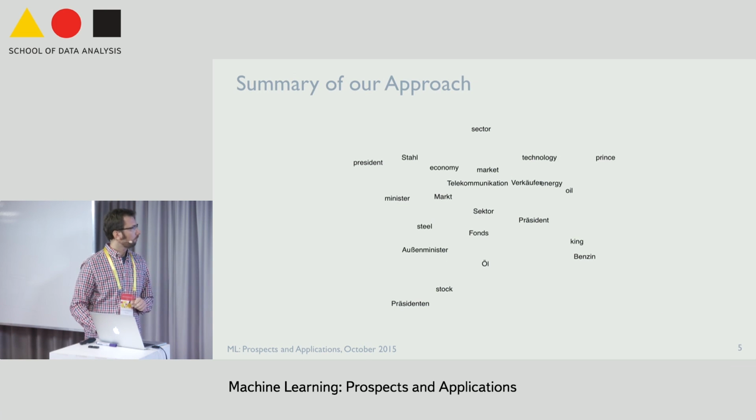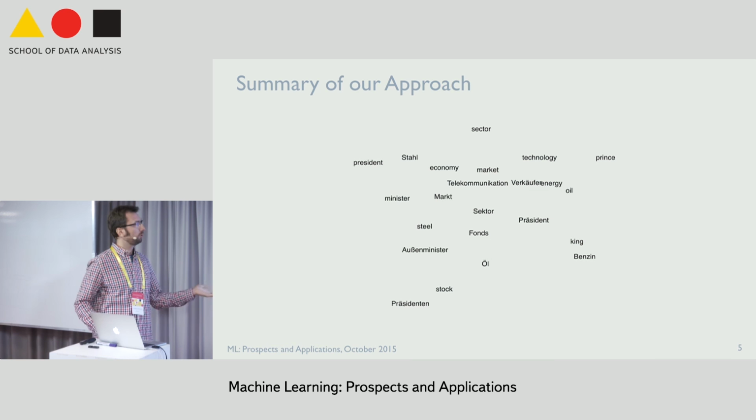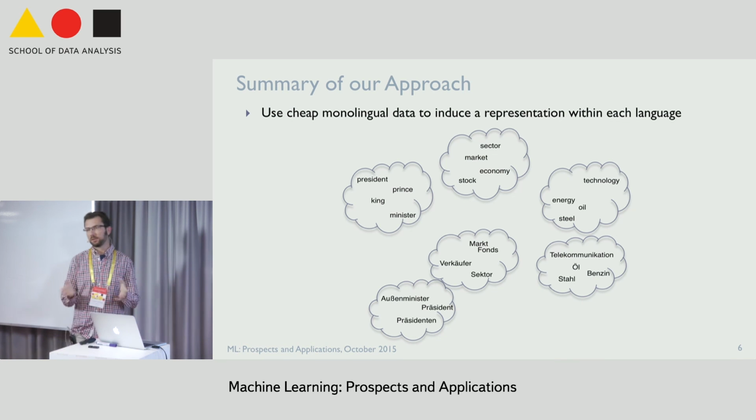Let me start by introducing a hand-wavy kind of summary. We want to induce this mapping from words to vectors, and we'll use cheap monolingual data to do this individually for each language. These are fairly standard techniques now.